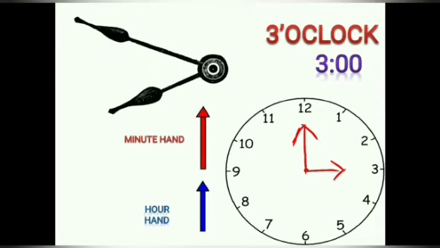Now we will learn how to write the time. See, the long hand is on 12 and the short hand is on 3. So we will speak 3 o'clock, and we will write it in this way: 3, then colon, then 0 0. That is 3 o'clock. Children, colon means two dots. These two dots are called a colon.